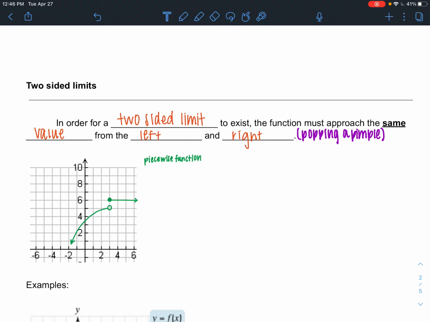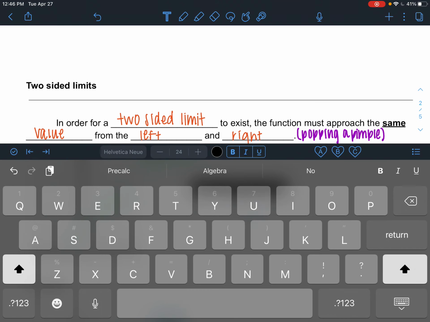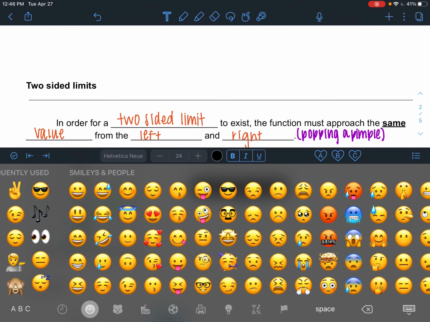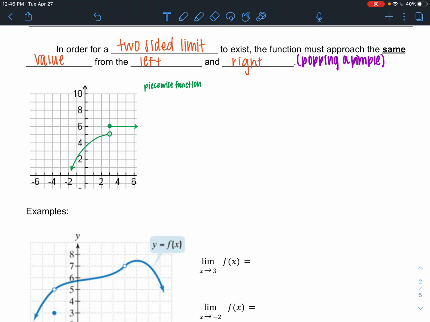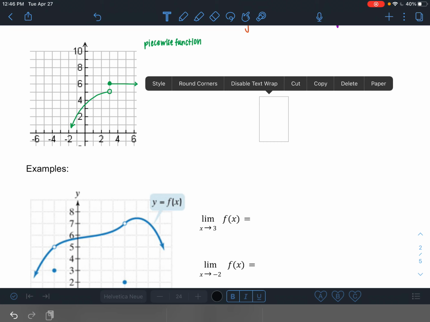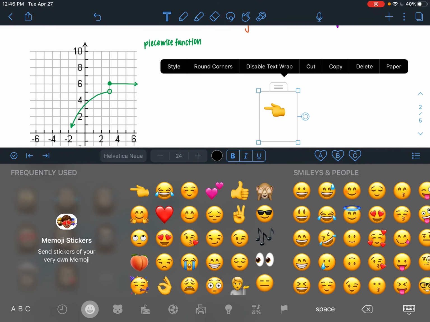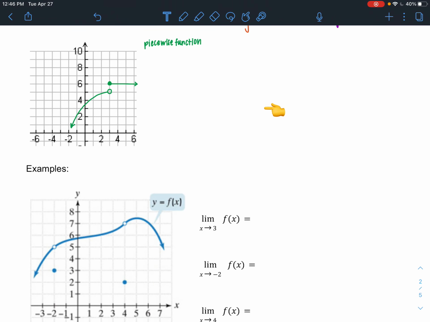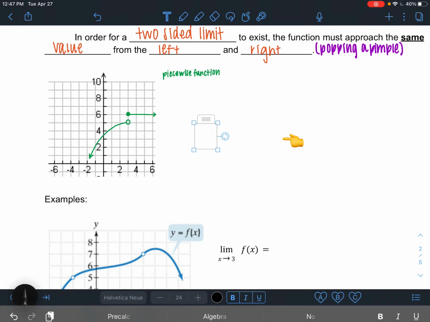All right, and so I'm gonna add some text boxes here. Where did it go? Dang it. Okay.